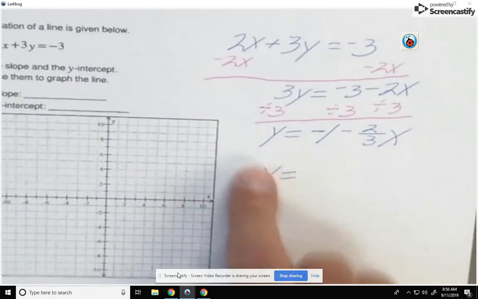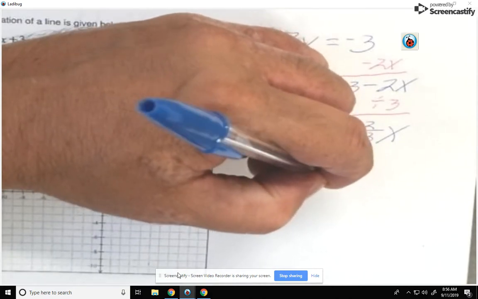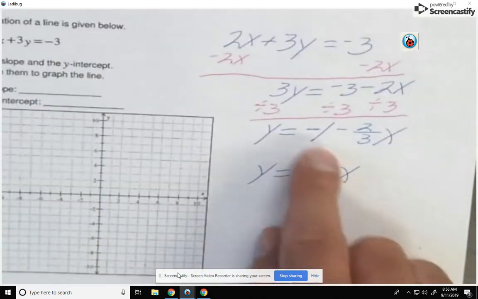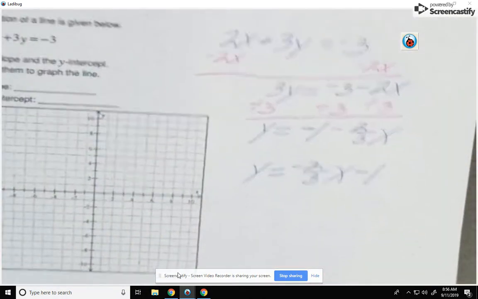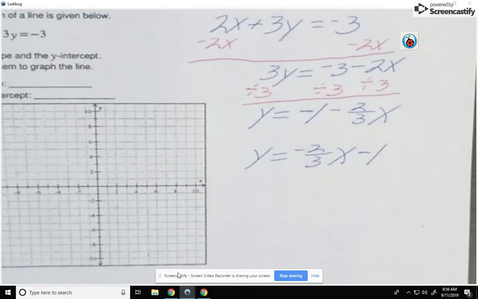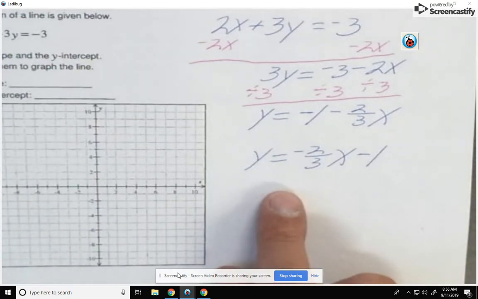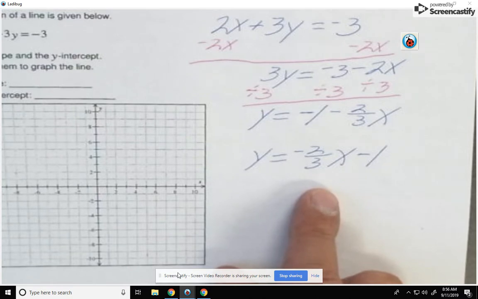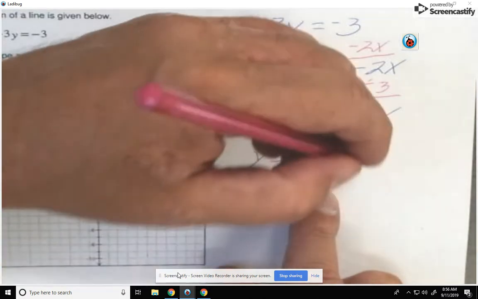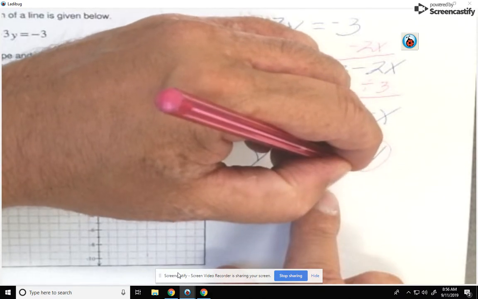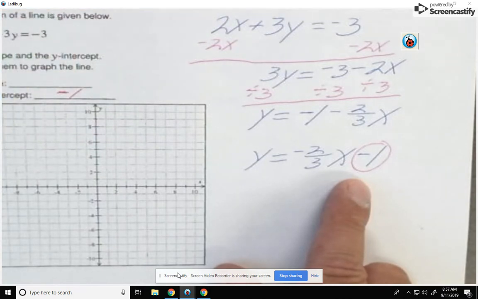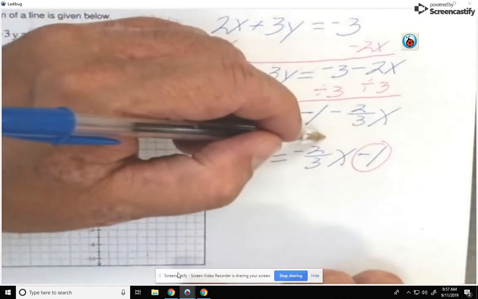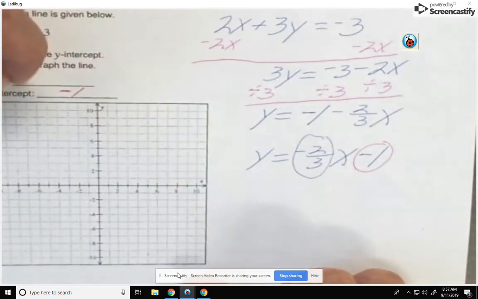So this negative 2/3 x comes up front. This negative 1 comes back, I take the negative sign with it to have it as negative 1. So now I have it in slope-intercept form. So from here, I know that my y-intercept is negative 1. My slope is what's in front of the x, or in this case, negative 2 over 3.